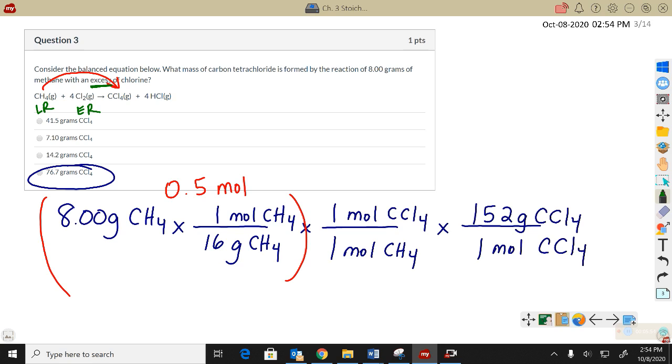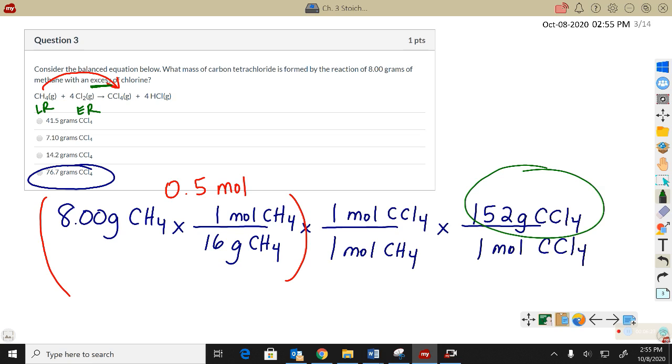Then I look at my ratio in the balanced equation. It's a 1-to-1 ratio between the methane and the carbon tetrachloride. So I'm going to get half a mole of carbon tetrachloride. To get the mass, I just estimated on my periodic table. The chlorines are each about 35.5-ish. I multiplied that times about 4, totally estimated and rounded, added a carbon in there, and got about 152. So I'm looking for about half of 152.